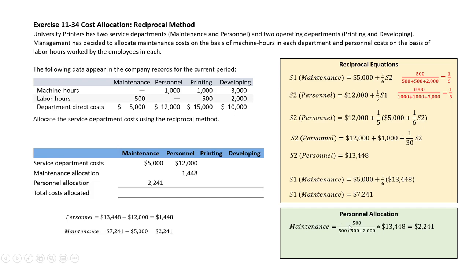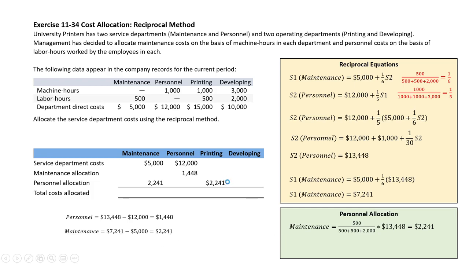So again, that's going to be my 1/6 times 13,448 in total. Keep in mind, I'm not multiplying it times 12,000 because that would not acknowledge the amount that also came from the maintenance department. I'm listing the total of 13,448. And then I prove another direction that $2,241 of personnel would get allocated to maintenance. Again, I backed into it another way too.